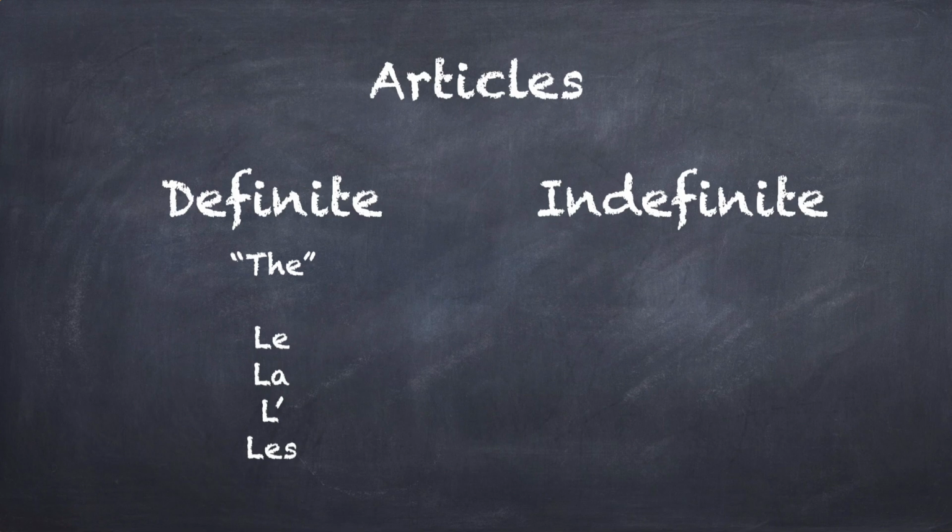definite articles. Le for masculine nouns, la for feminine nouns, and L apostrophe, or an L with an apostrophe, for nouns that begin with a vowel, regardless of the gender. Les is for plural nouns, again, regardless of the gender. Indefinite articles are a or an in English. The French equivalents are un for masculine nouns or une for feminine nouns.